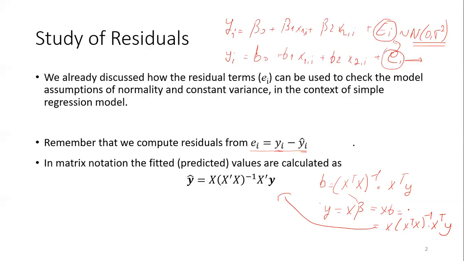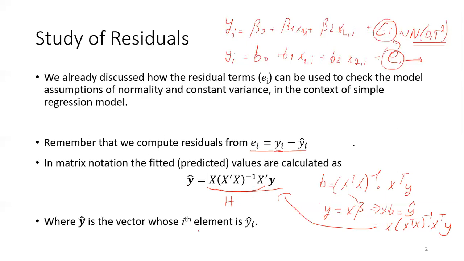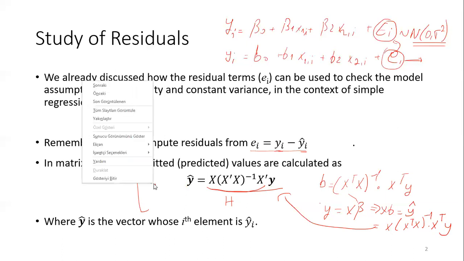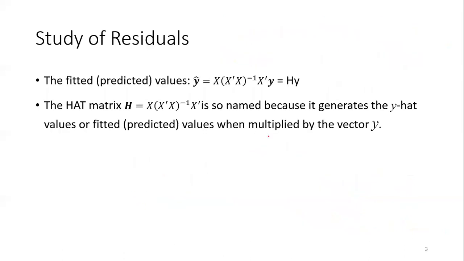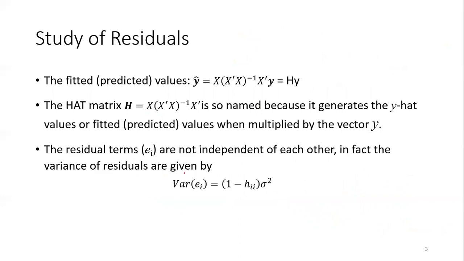So Xb is equal to Y hat. Y hat is equal to this thing, which is also called the H matrix or hat matrix, because it produces the hat values when you multiply it with Y. And what is Y hat? Y hat is the vector with an element for each of the n observations: Y hat 1, Y hat 2, and so on.